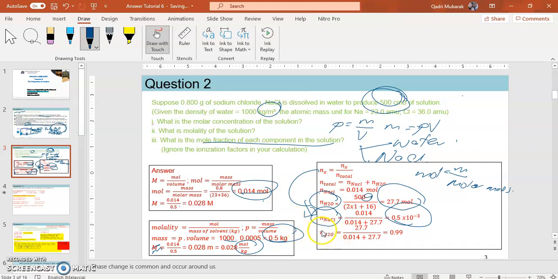And now we are using the same formula, and we want to find the mole fraction of water. So again, this is the mole of water. Then we put all the values in the formula, and we get 0.99. And there is another formula where we can use what we already found: you just do 1 minus the mole fraction of NaCl.